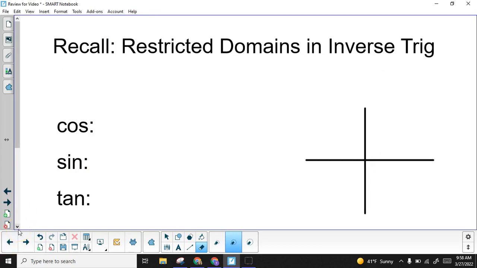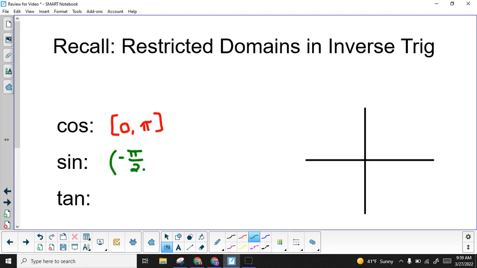When we talk about the restricted domains in inverse trig, it means only certain values that our function should be between. So for cosine, our restricted domain goes from 0 to pi. And our restricted domain for sine and for tangent go from negative pi over 2 to positive pi over 2.